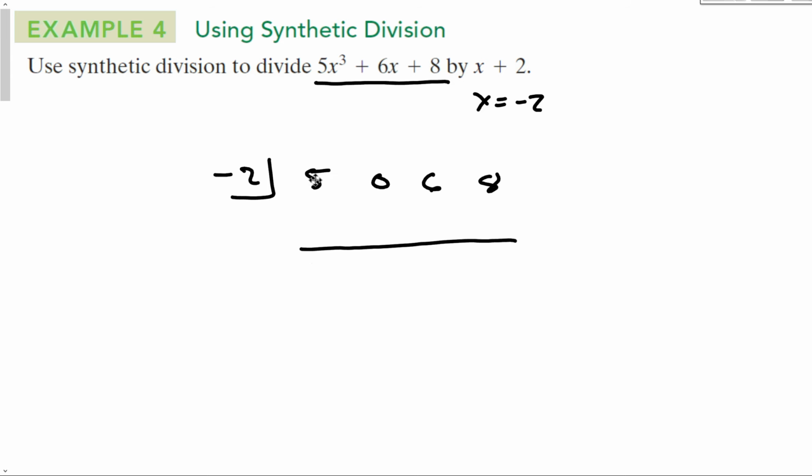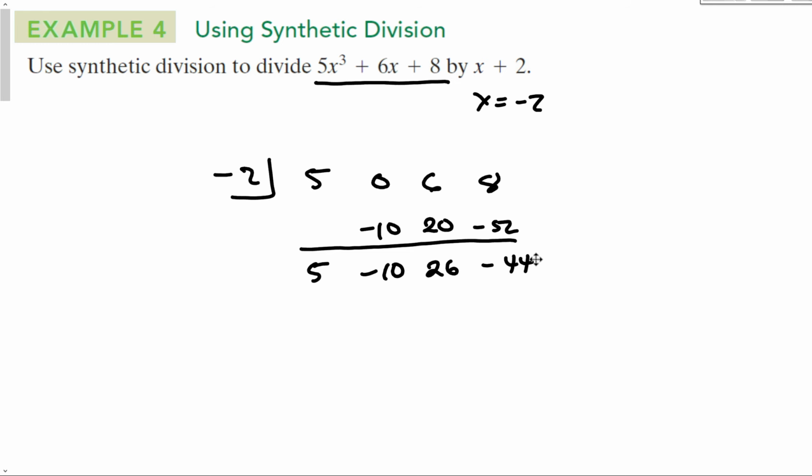First step, bring down the 5. Next step, multiply. Negative 2 times 5 is negative 10. Add. 0 plus negative 10 is negative 10. Multiply. We now get negative 2 times negative 10 is positive 20. Add them together, you get 26. Then multiply negative 2 times 26 is negative 52. Add, negative 44. When you get to the end, you're done.